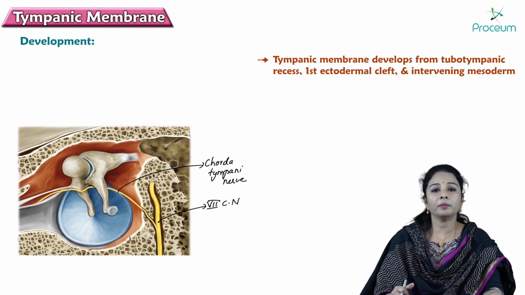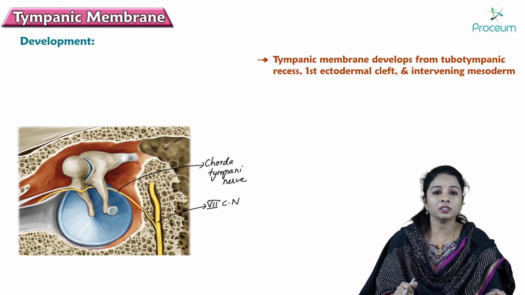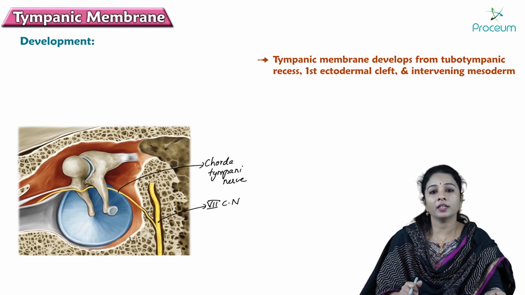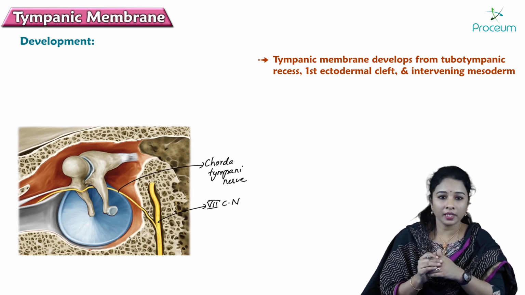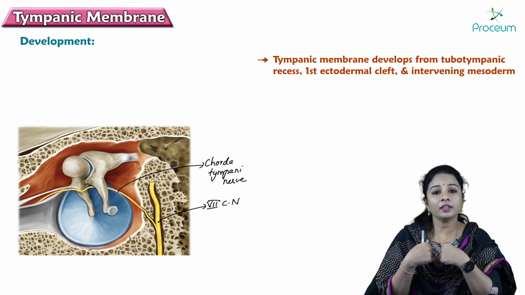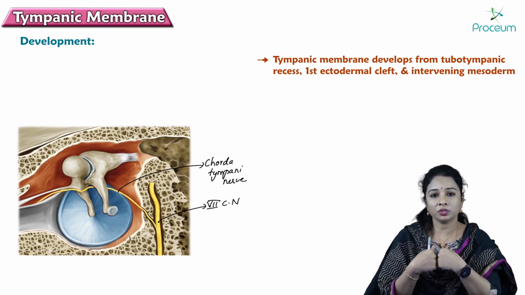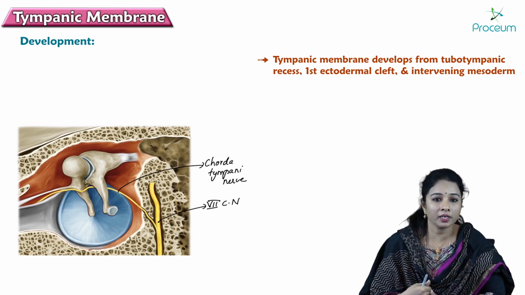The tympanic membrane develops from tubotympanic recess, which is the first ectodermal cleft and the intervening mesoderm. So tubotympanic recess is lined by the endoderm, ectodermal cleft is lined by the ectoderm, and intervening first arch mesoderm. So altogether 3 layers join to form this tympanic membrane.